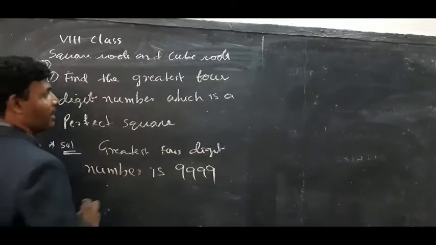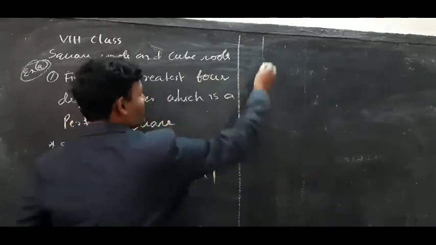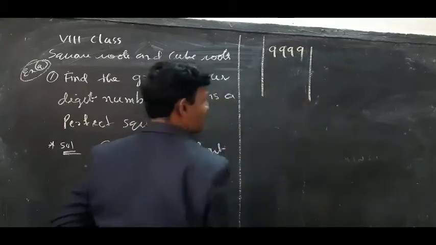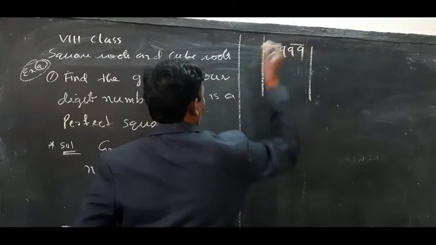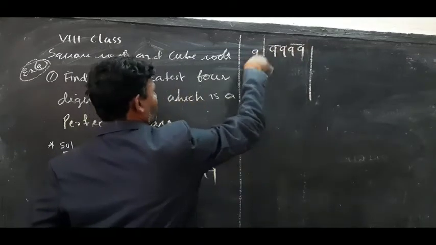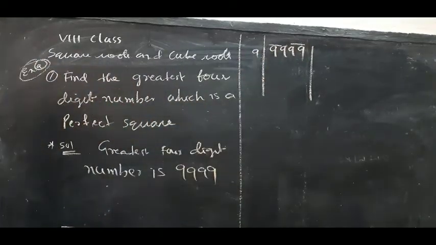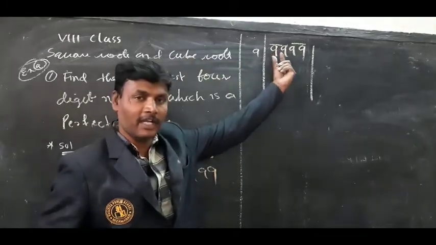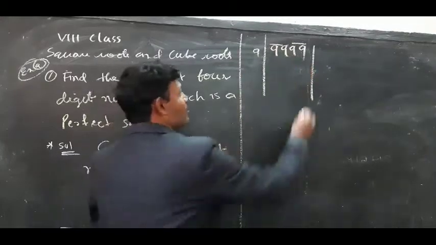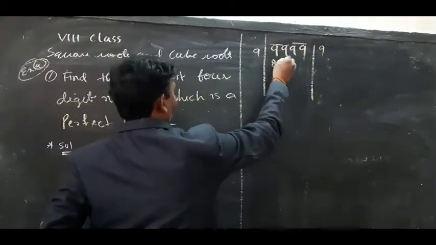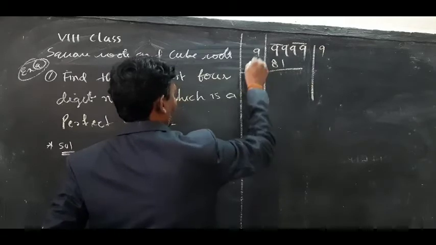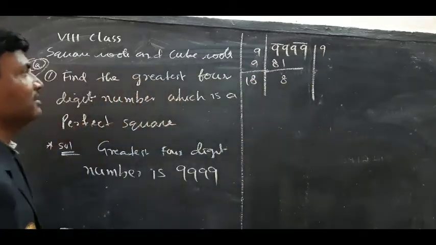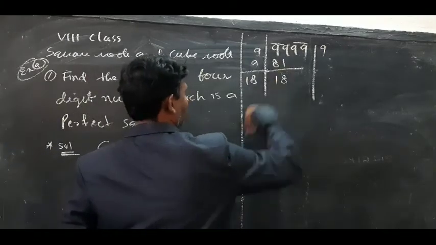So I am taking 99 this side, making a pair. So 99. What is the nearest square number of 99? 81. The nearest square number of 99 is 81. So 9 9s are 81. Take 9 here and add: 9 plus 9 is 18. Now subtract: 99 minus 81 is 18.